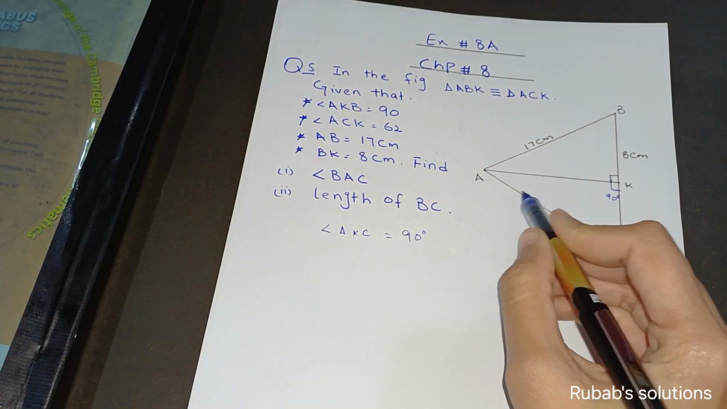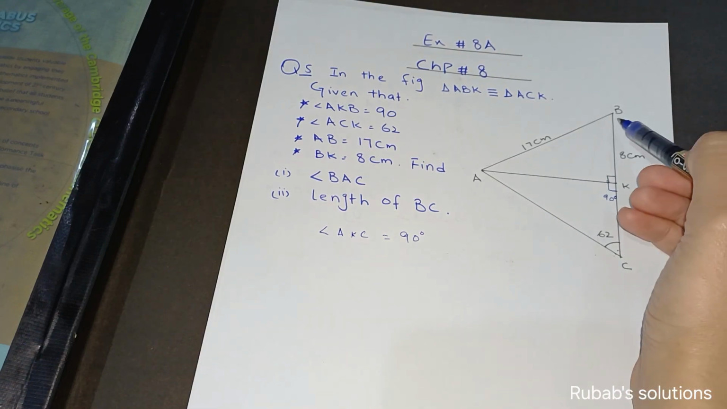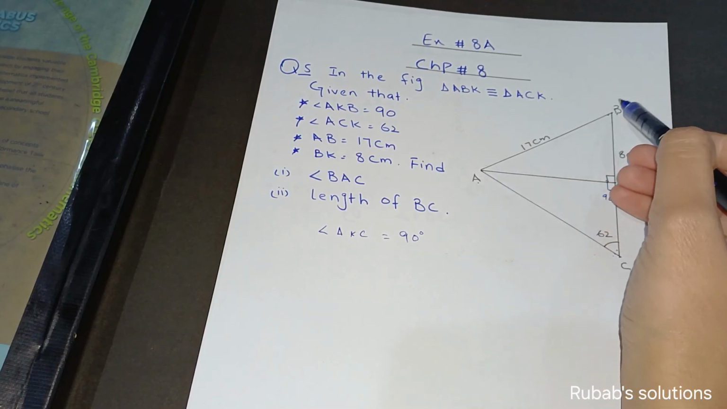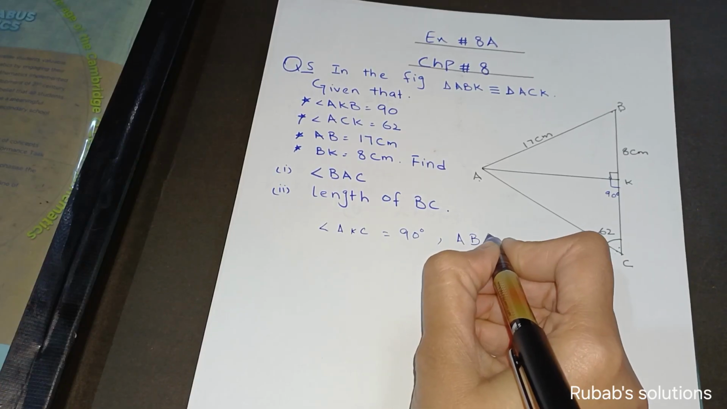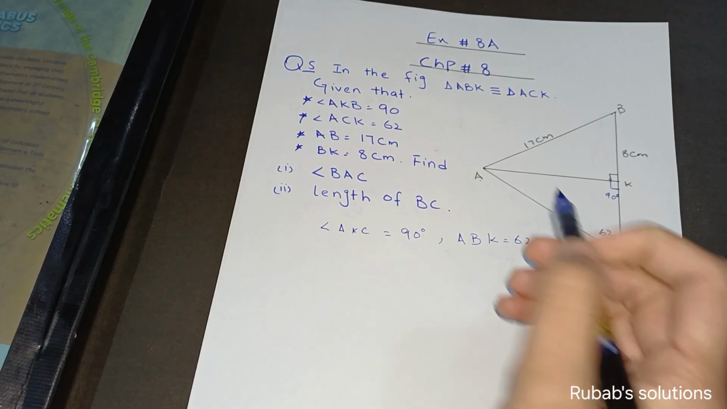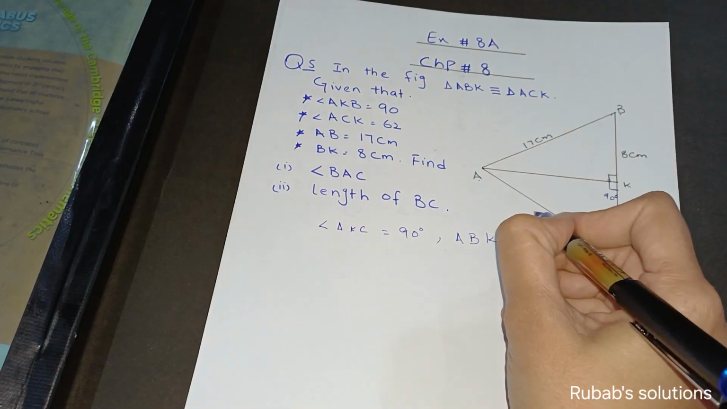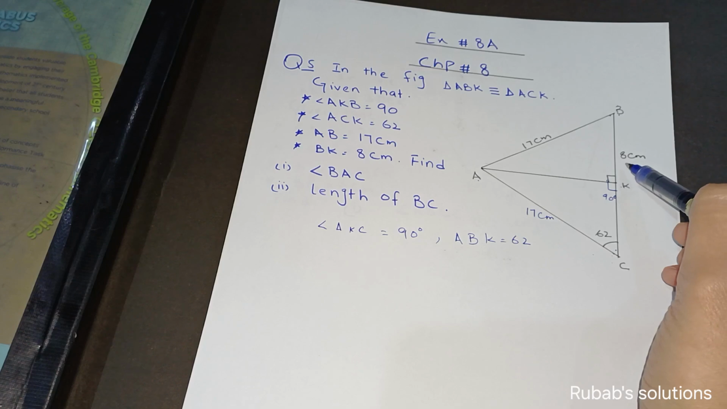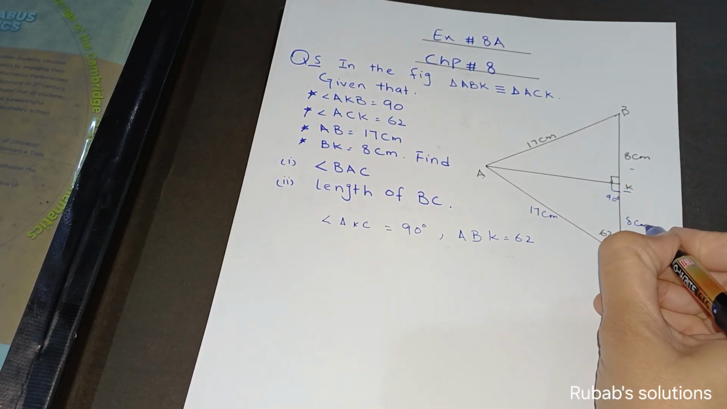Angle ACK is given as 62, and C will map on the point B, so angle ABK will also be equal to 62. AC is given as 17, so AB is also equal to 17 centimeters. BK is 8 centimeters, so KC should also be equal to 8 centimeters.